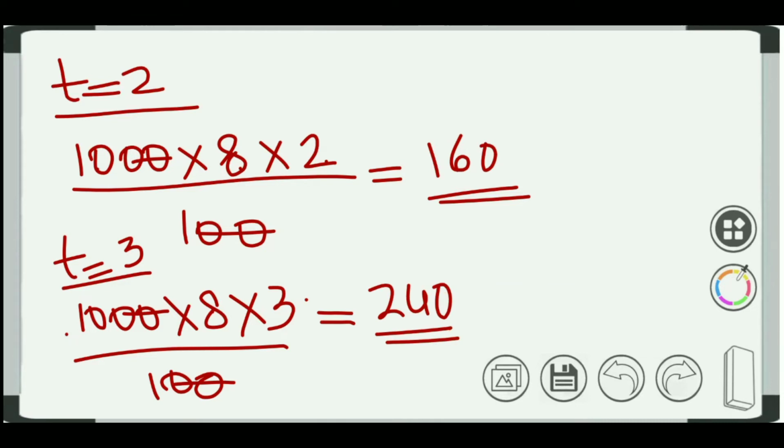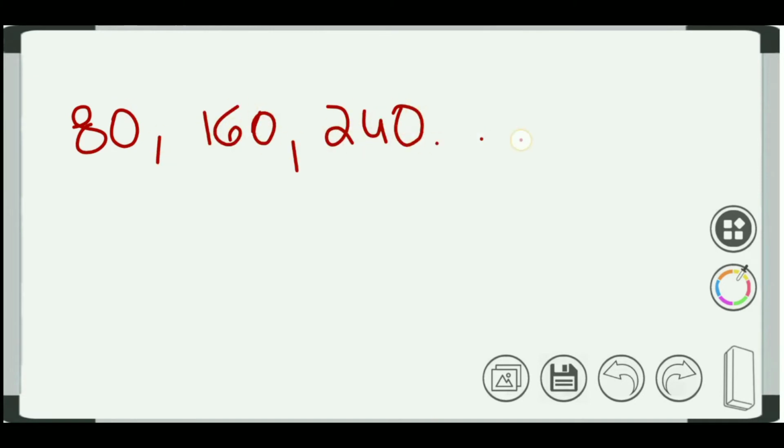So now you got 80 rupees, 160 rupees and 240 rupees. That means in the first year it is 80, second year 160, third year 240. Is this in the form of an AP? Yes, with a common difference 80. 160 minus 80, 80. 240 minus 160, 80. So the common difference is 80.